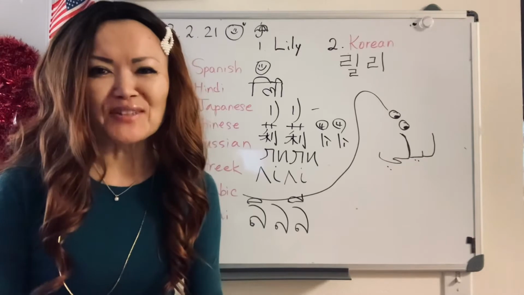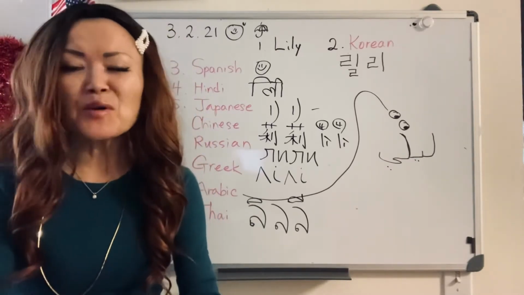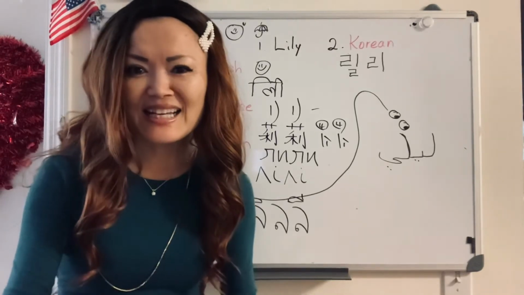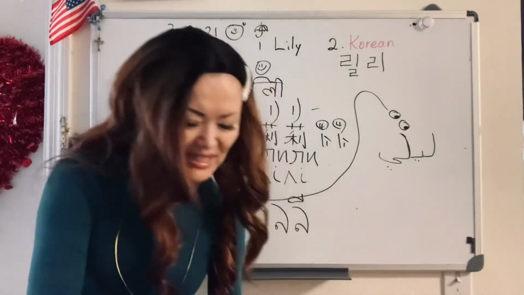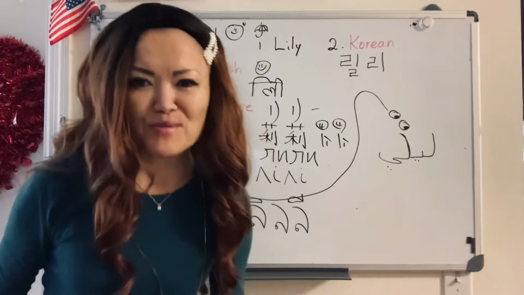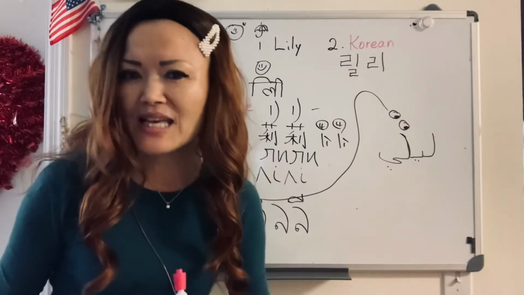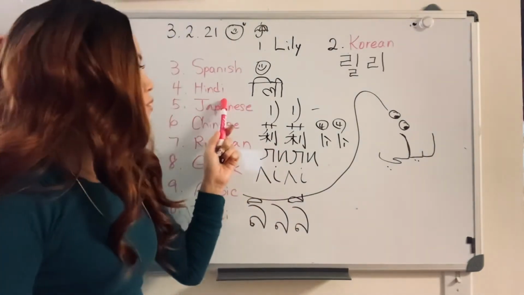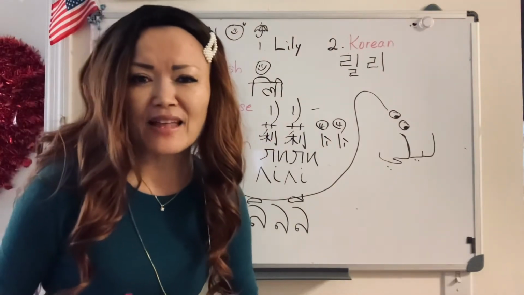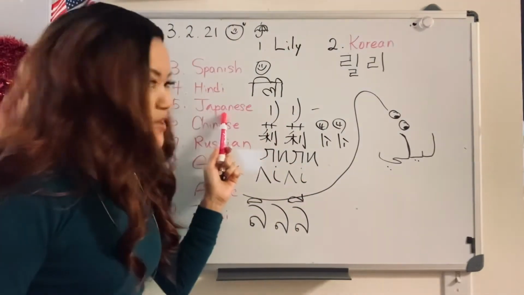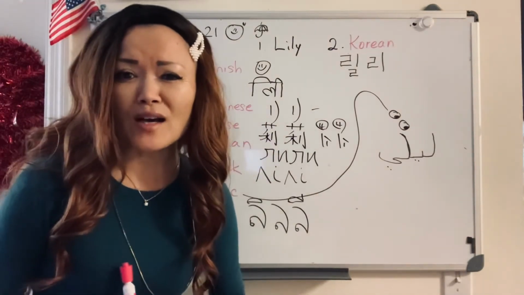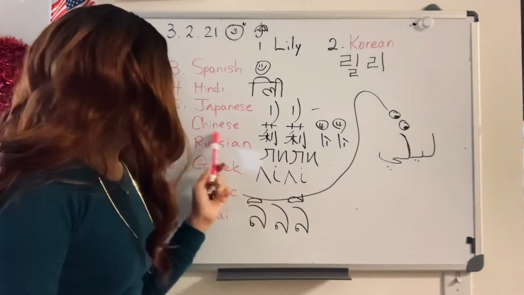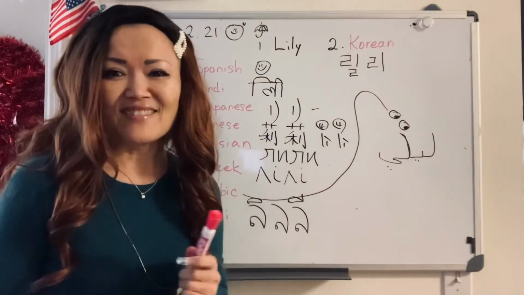Okay? Let's review 1 through 10. We are going to finish. Okay. Number 1. My name is Lily. English. Korean. 내 이름은 Lily입니다. I was looking for my chopstick. Number 3. In Spanish. Mi nombre es Lily. Very good. Number 4. 미라남 Lily 해. Let's go Japan. Japanese. 私の名前は Lily です. Lily. Chinese. Watch out. Lily.